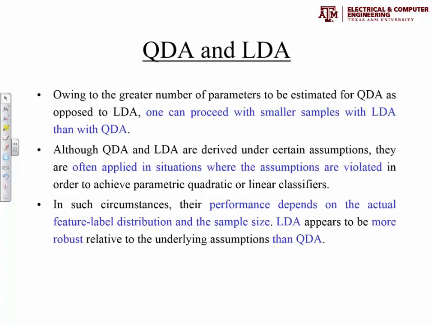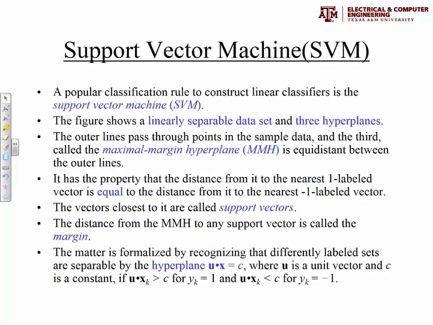Now, although QDA and LDA are derived under certain assumptions, they are often applied in situations where the assumptions are violated, in order to achieve parametric quadratic or linear classifiers. I mean, engineers do that all the time. Sometimes assumptions are violated, you still apply, and if it works, you're happy. So in such circumstances, their performance depends on the actual feature label distribution and the sample size. LDA appears to be more robust relative to the underlying assumptions than QDA. So LDA does better. And again, these are just empirical observations. There's no theorem saying that one is going to be better.